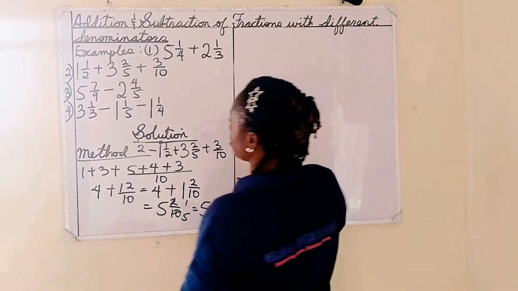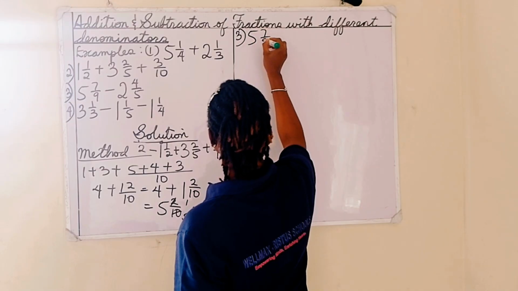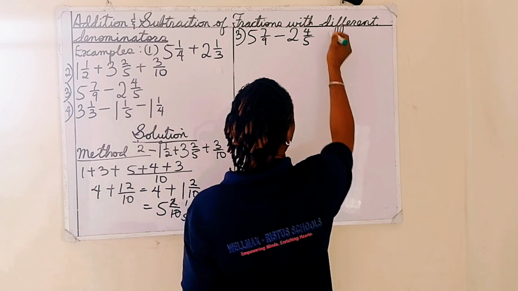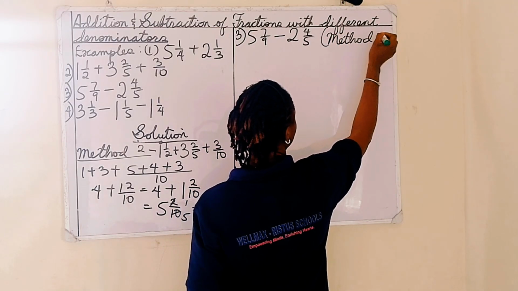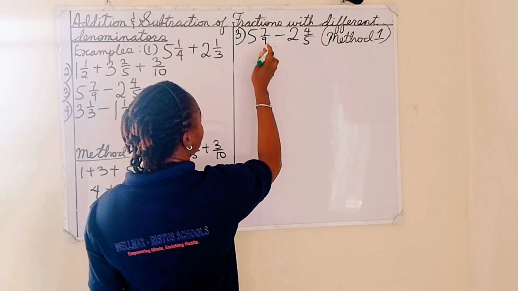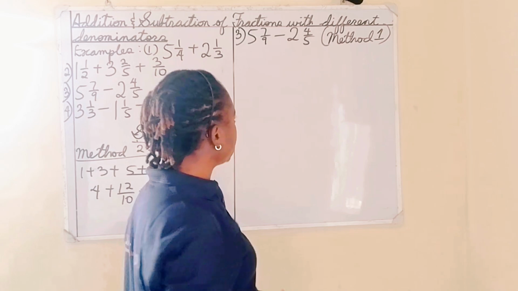Now question 3. 5 wholes 7/9 minus 2 wholes 4/5. Now let's try out the first method. First method, we're going to convert them to what? To an improper fraction.